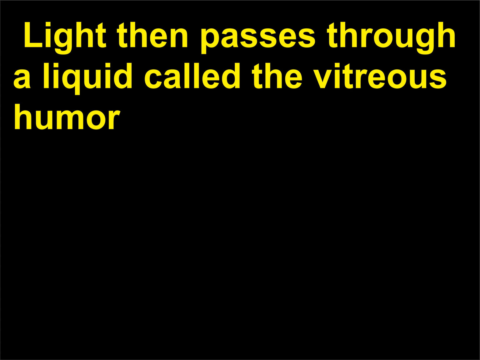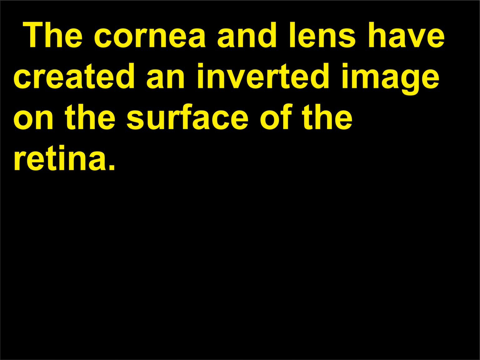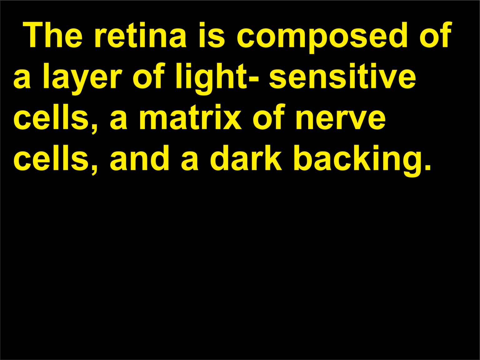Light then passes through a liquid called the vitreous humor that fills the major volume of the eye and falls on the retina. The cornea and lens have created an inverted image on the surface of the retina. The retina is composed of a layer of light-sensitive cells, a matrix of nerve cells, and a dark backing.